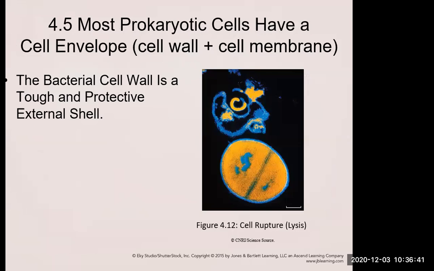Okay, so cell walls, these are tough, these are protective, these protect the inside from the outside. Keep in mind that the cell envelope is the cell wall plus the cell membrane. The cell membrane is a bilayer of phospholipids. The cell wall is outside and differs among different types of bacteria. We talked about gram-positives, gram-negatives, mycobacteria a little bit. All these have different cell walls, but the same plasma membrane.